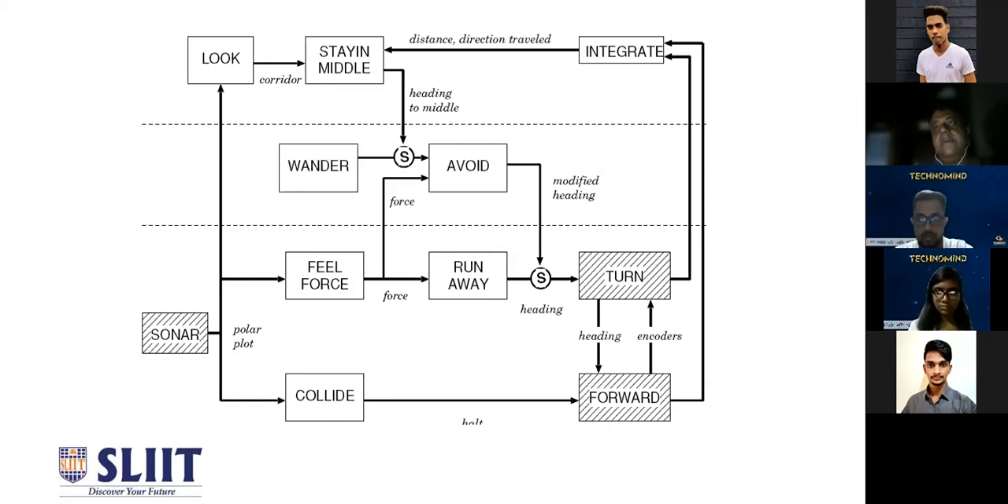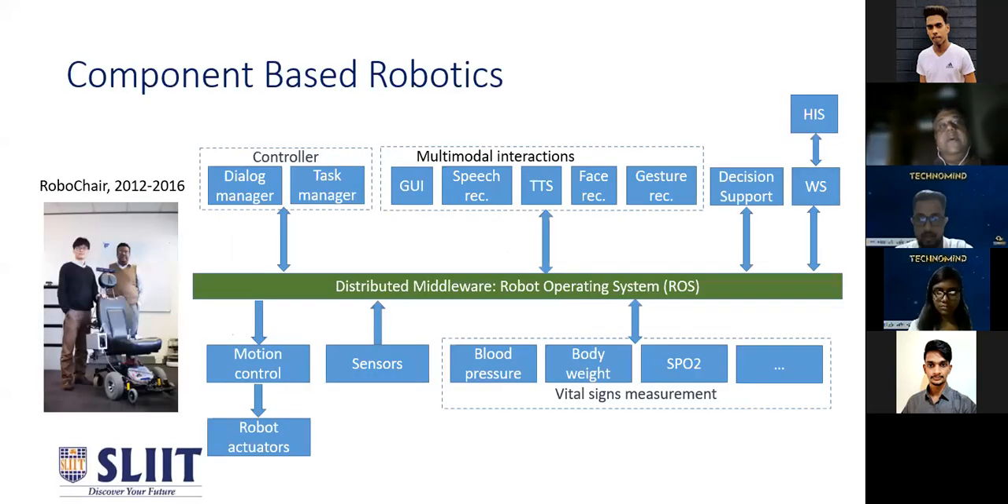So therefore, in real software projects, usually different behaviors are implemented as different software components. Now with that, we come to component-based robotics. Component-based robotics is where you implement different functions of the robot as different components.